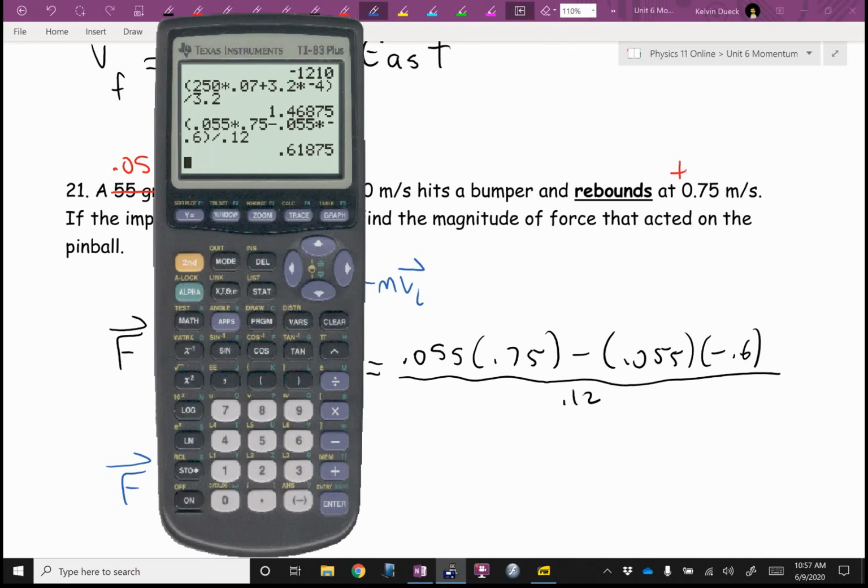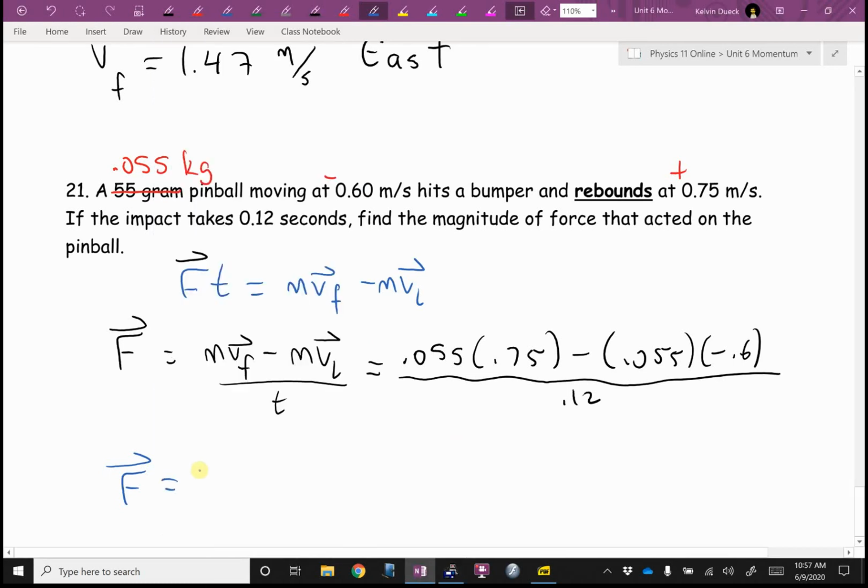And I get 0.618, 0.62 newtons. If they just wanted the magnitude, that's it. The direction looks like it's in the direction of the final rebound, because I got a positive answer.